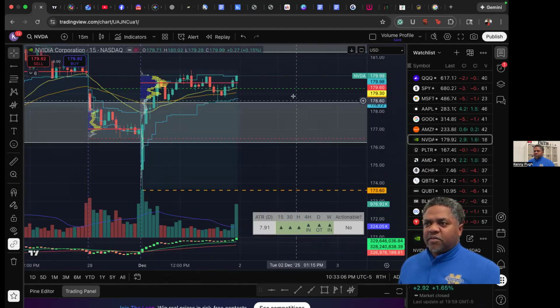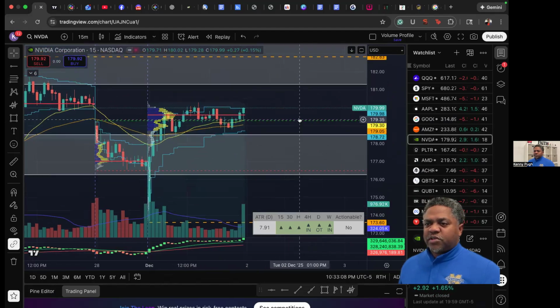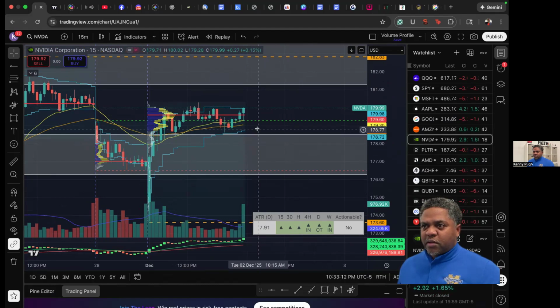NVIDIA. NVIDIA, we are in between two zones, so you want to wait. I want to wait, see if this support holds or this resistance holds, and then anticipate a reversion back into the mean. If that's indeed the case, then you can take it.